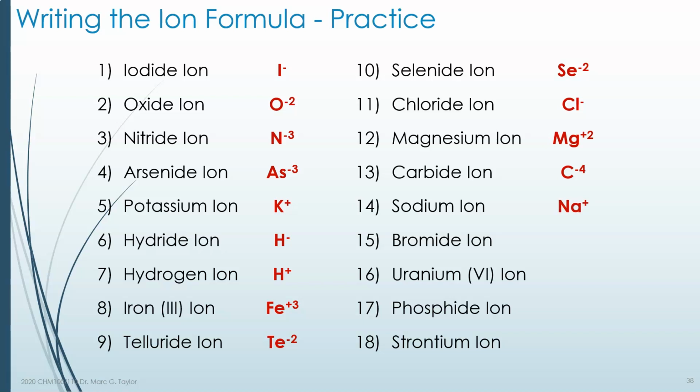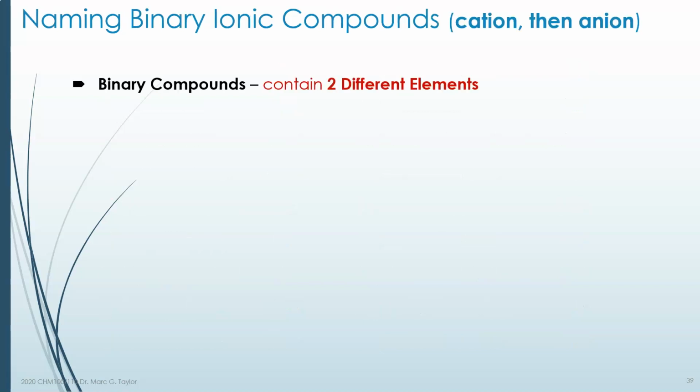Bromide, another halogen, -1. Uranium-6, well, they tell you what it is. That's easy. U+6. Phosphide is right underneath nitrogen, so all of those will be -3s. And strontium is another alkaline earth, just like magnesium and calcium, so it's a +2. So now you know how to name all these elements.